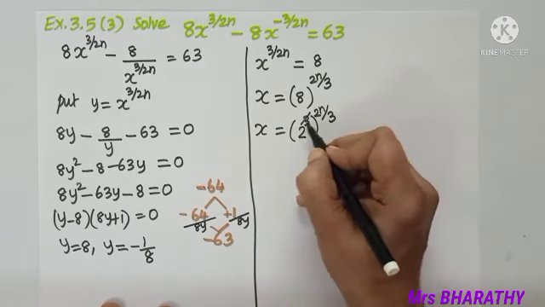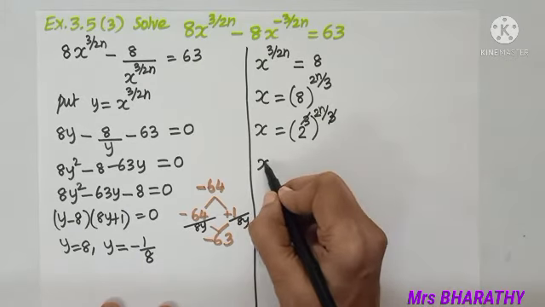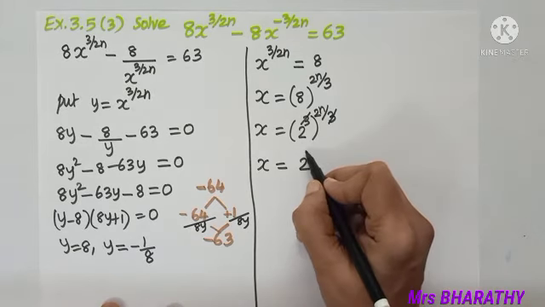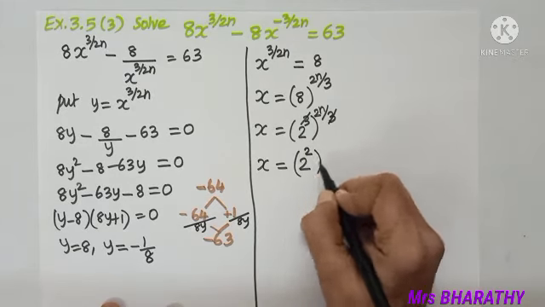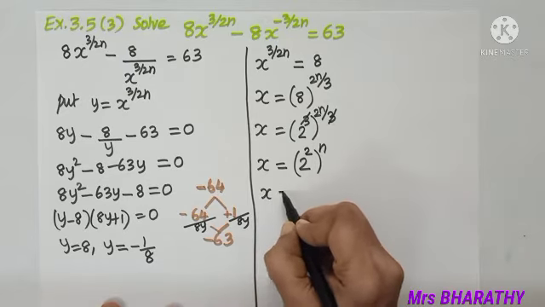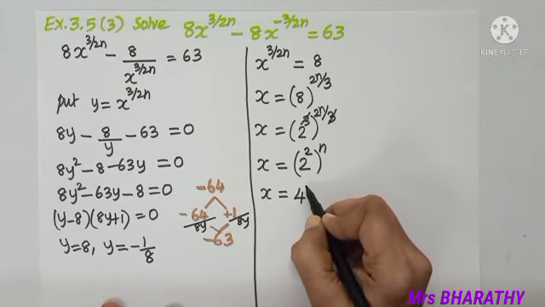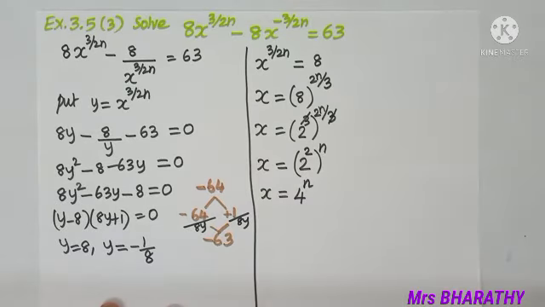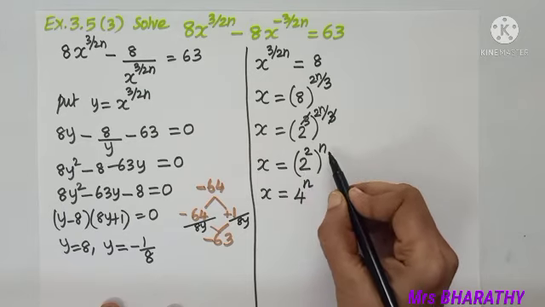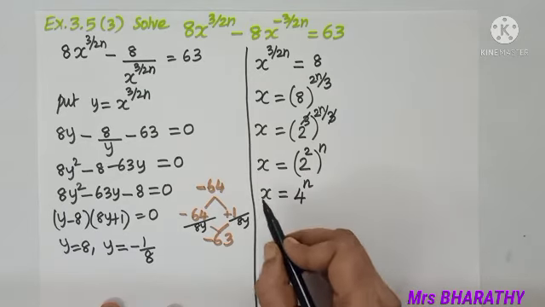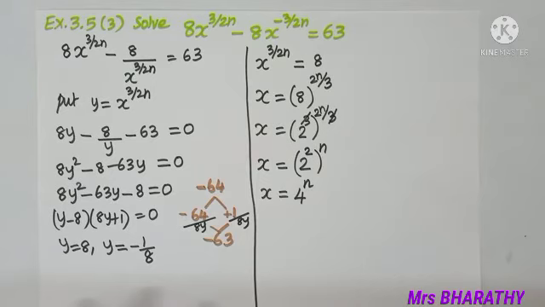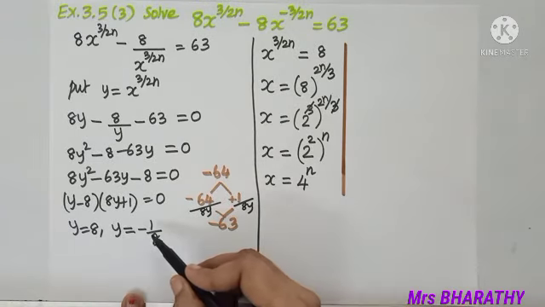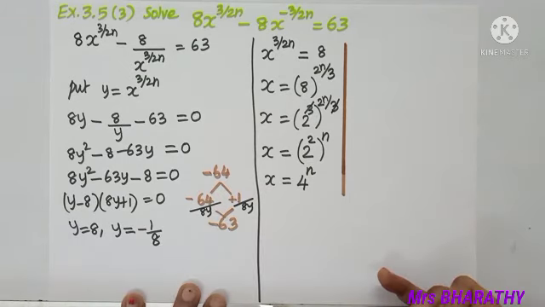I can cancel 3 and 3. So x is equal to 2 power 2n, or I can say 2 power 2, the whole power n. So we can always say this answer as 2 square, that is 4 power n. So I can tell x is equal to 2 power 2n, or I can say x is equal to 4 power n. The second option, y equals minus 1 by 8.